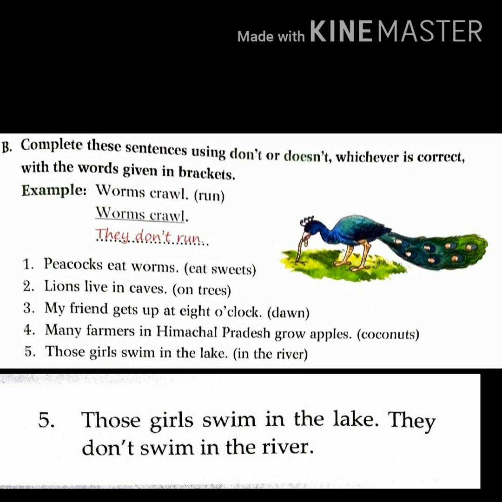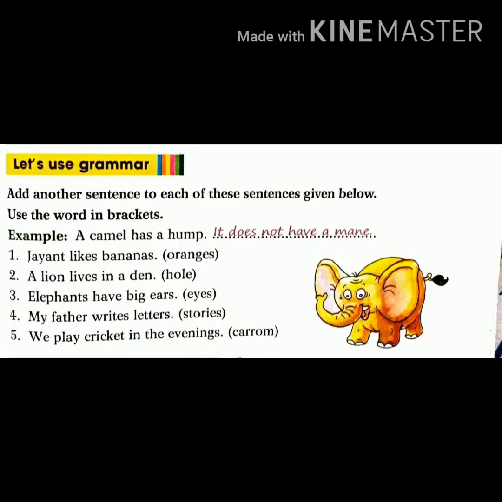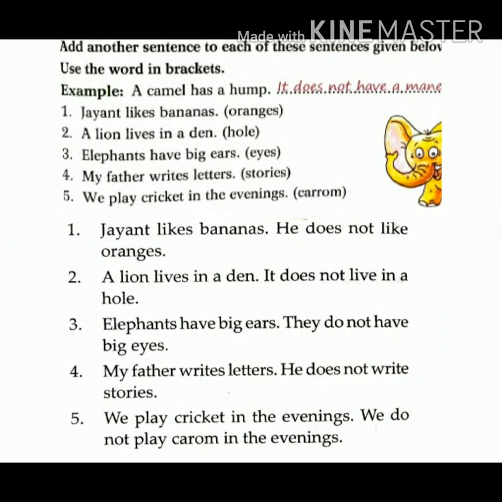So children, do this particular exercise in your English notebook also, okay? So do it in your notebook too. Now let's move to the next exercise, which is again related to don't and doesn't. Add another sentence to each of these sentences given below. Use the word in the bracket. A camel has a hump. It doesn't have a mane. Okay, so you can do this exercise like that. First one, Jayant likes bananas. So you can write like this: Jayant likes bananas. He doesn't like oranges.